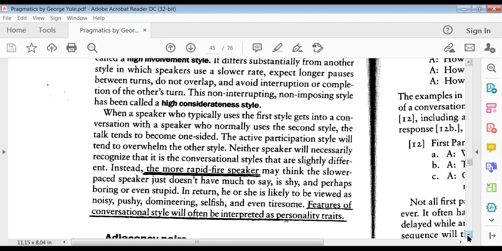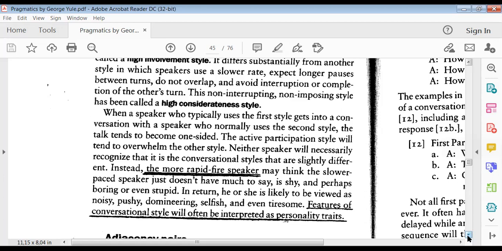And when a speaker who uses the high involvement style gets into conversation with a speaker who uses a high considerateness style, the talk tends to become one-sided so that the interactants do not understand each other very easily. So there is a likelihood for misunderstanding. We say that the conversation becomes one-sided. The active participation style, I mean the high involvement style, will tend to overwhelm the other style.